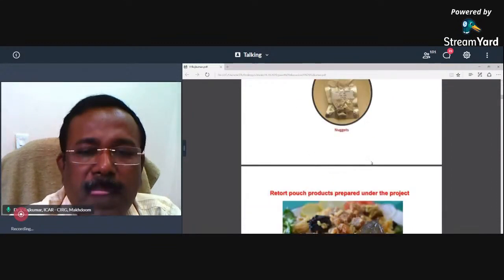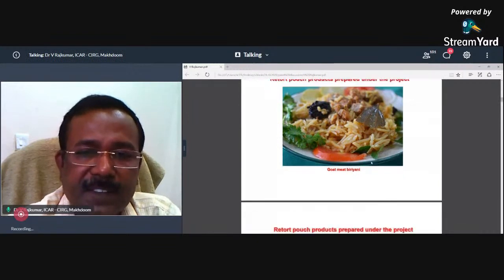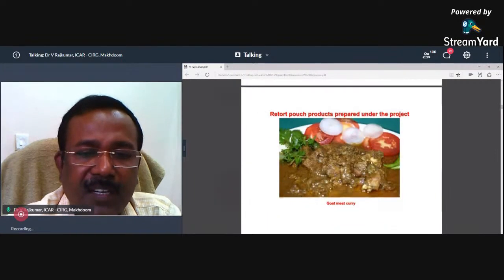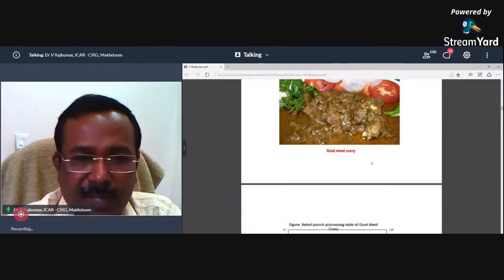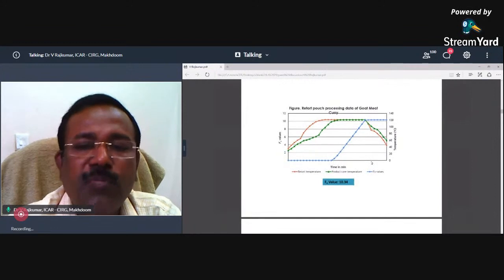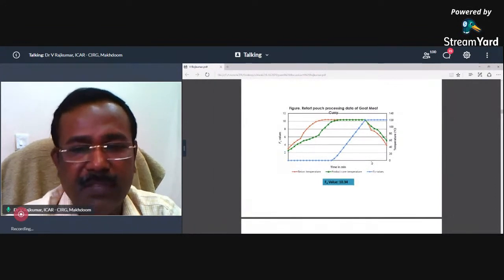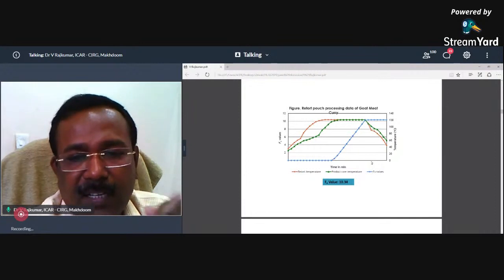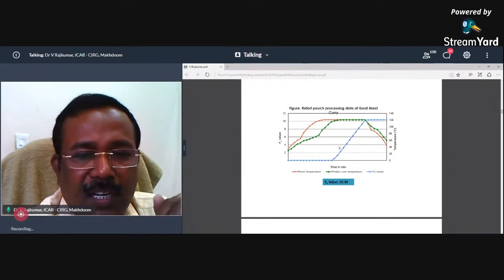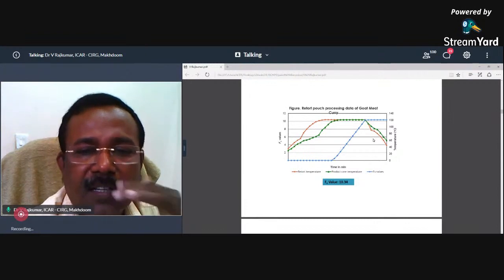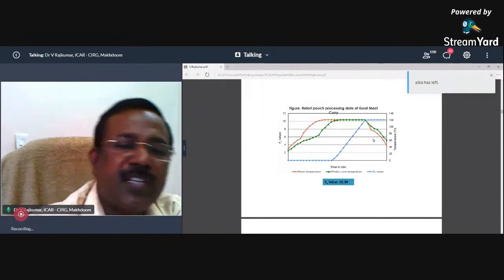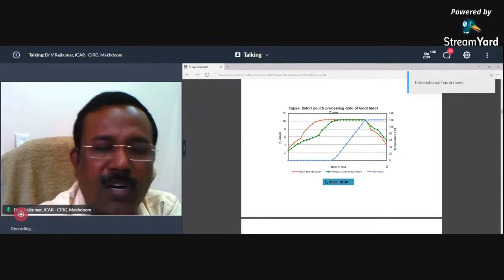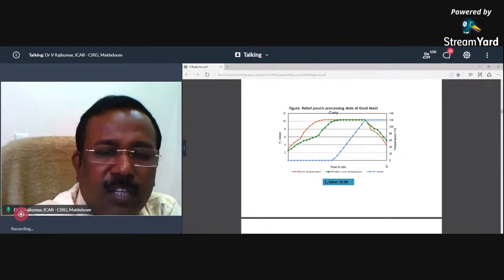So these are some of the products which we have prepared. Next. This is a paneer curry which we have prepared, goat meat paneer. This is goat meat curry which we have prepared under retort pouch processing. This is the F0 value which we have come across for the goat meat curry, which is 10.334, where this product can be processed during this period and all the temperatures can be monitored. Such values are more than sufficient. There is no need to go for a higher F0 value like 16 or 40. So 10 itself is sufficient.